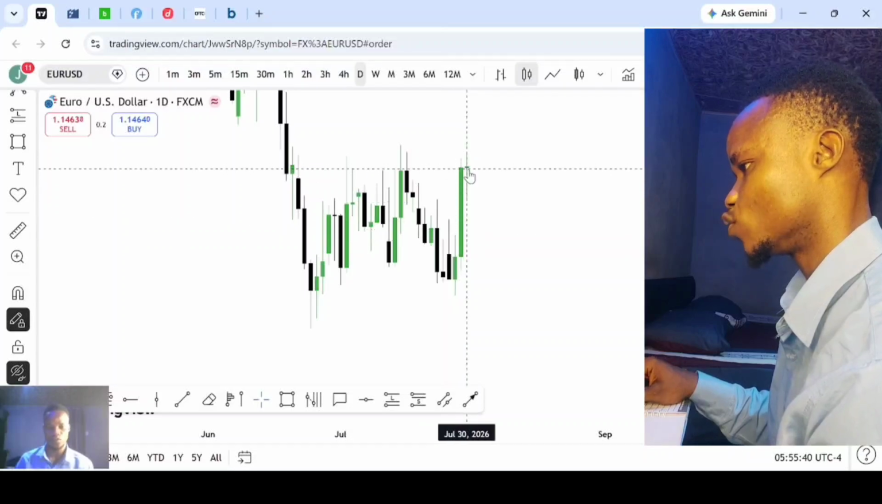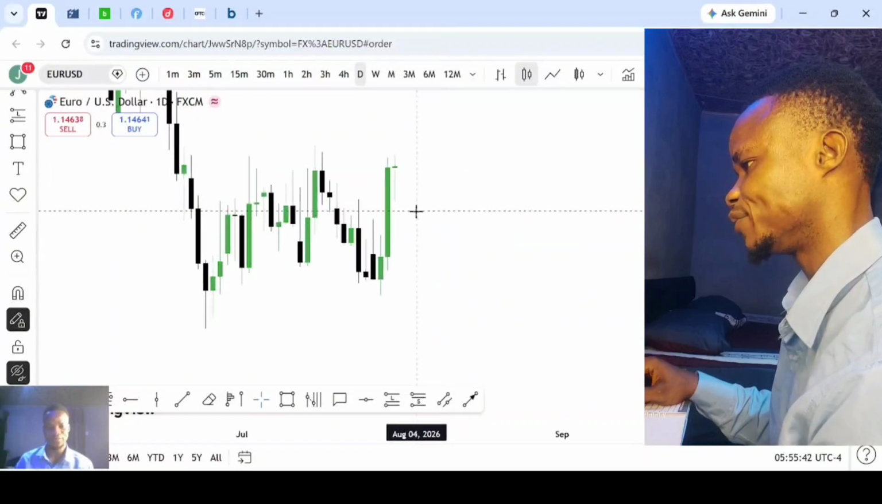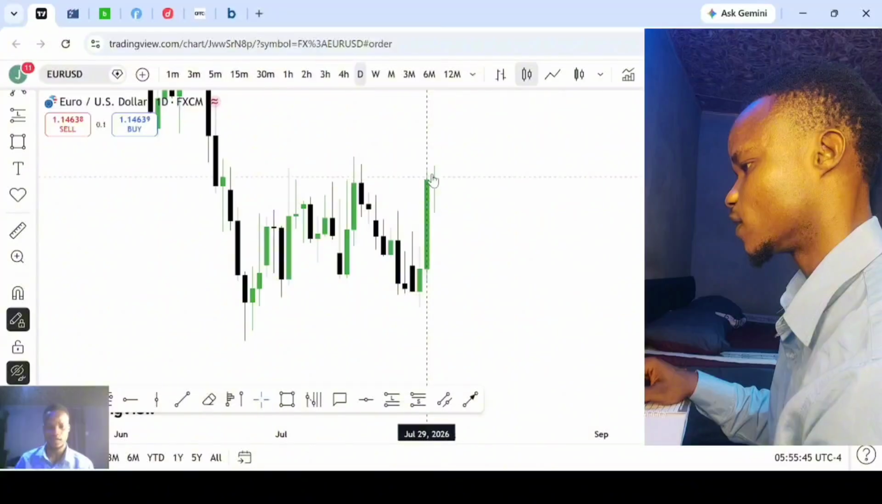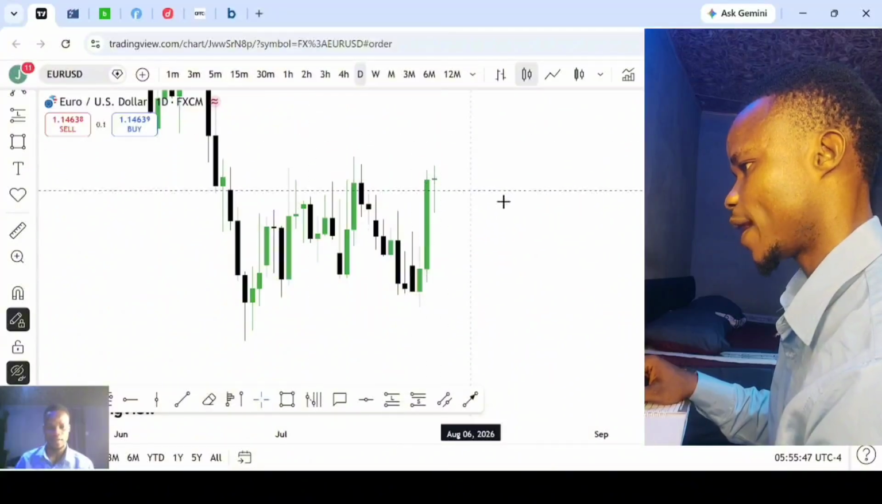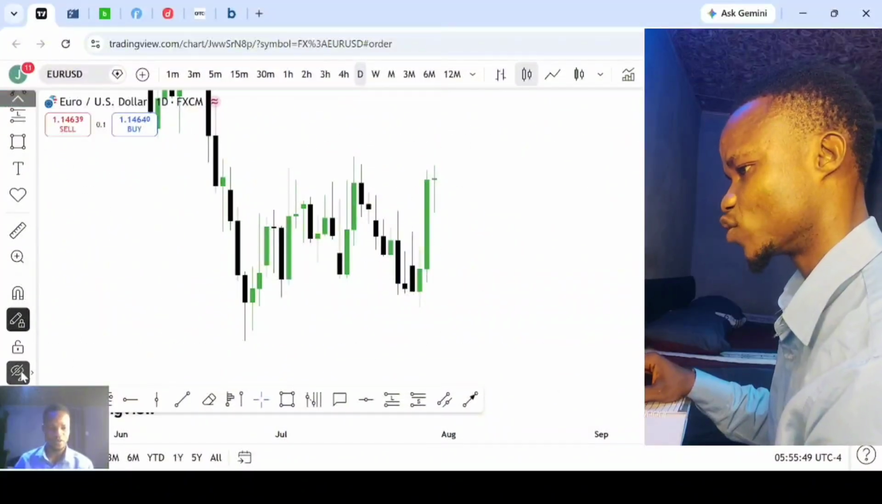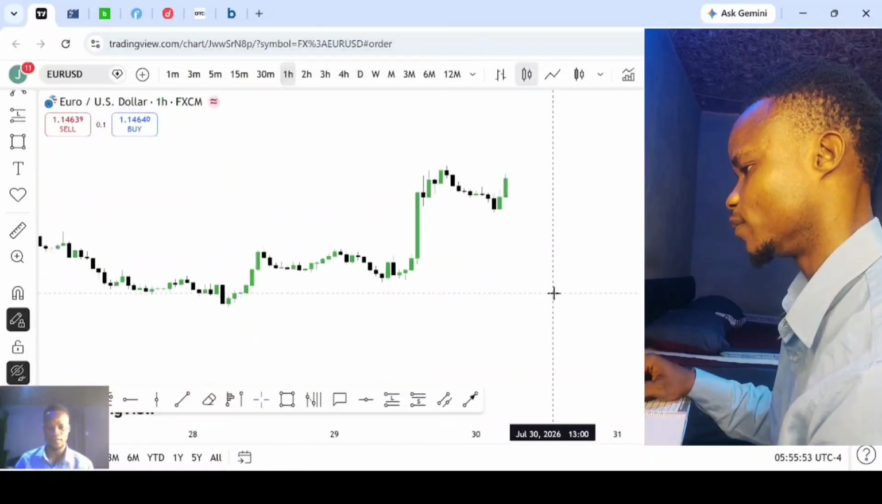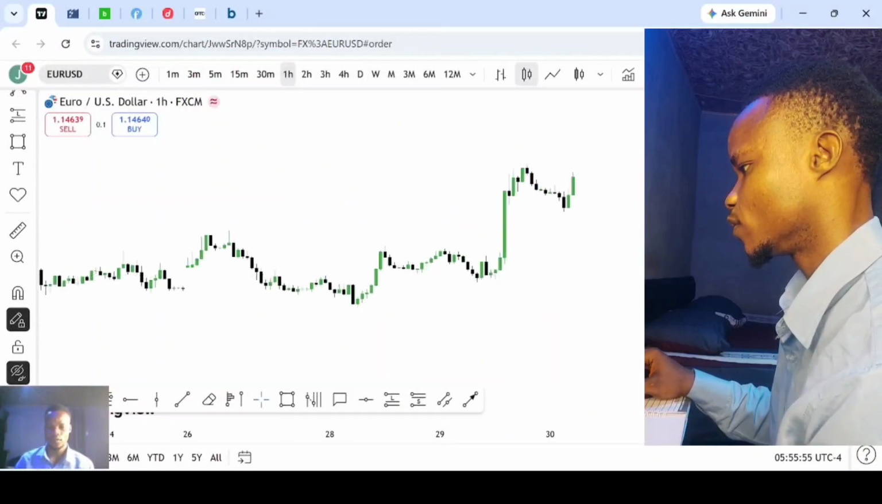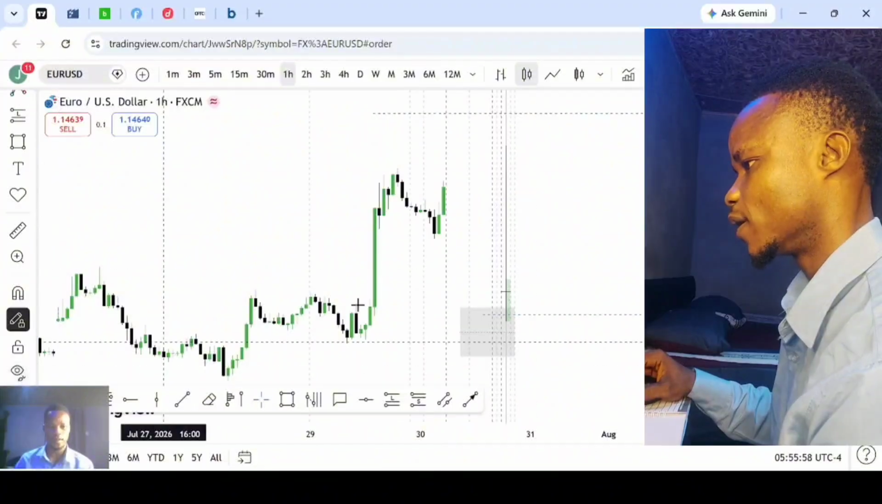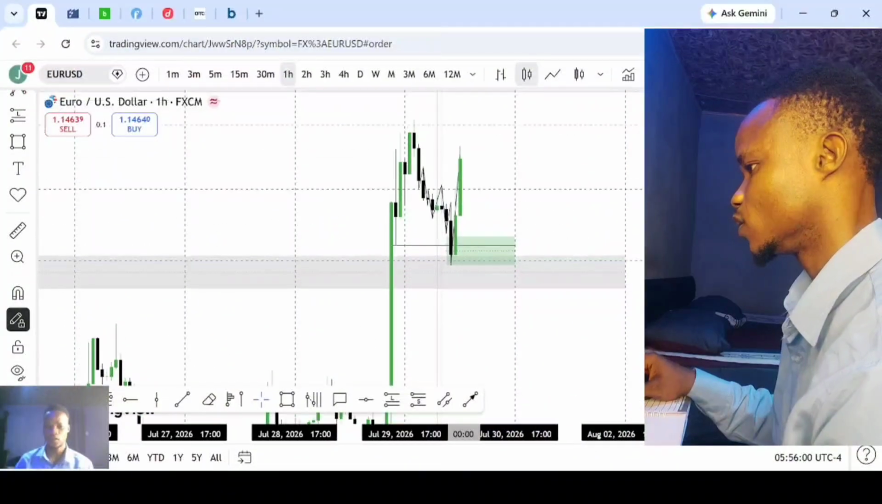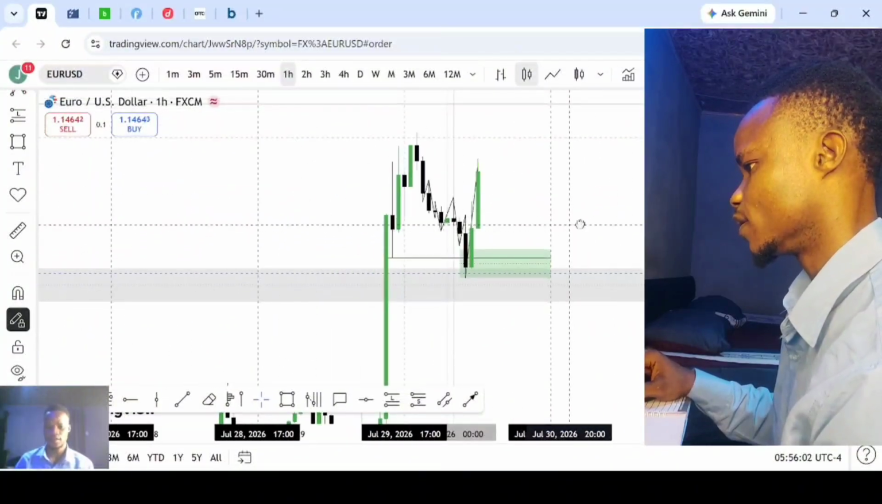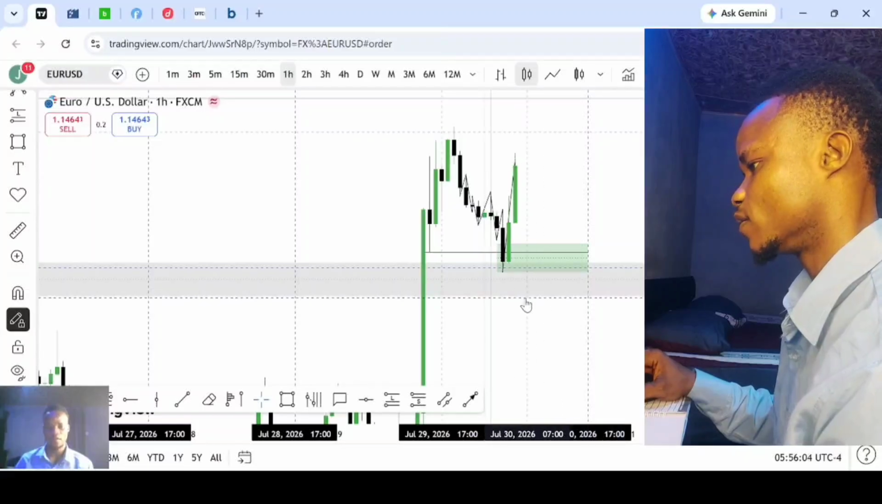I'm expecting to continue these movements. So I have my targets. Let me bring out, let's drop to the 1 hour time frame. Let me draw out my levels. So these are my levels here. I have my higher time frame level here.